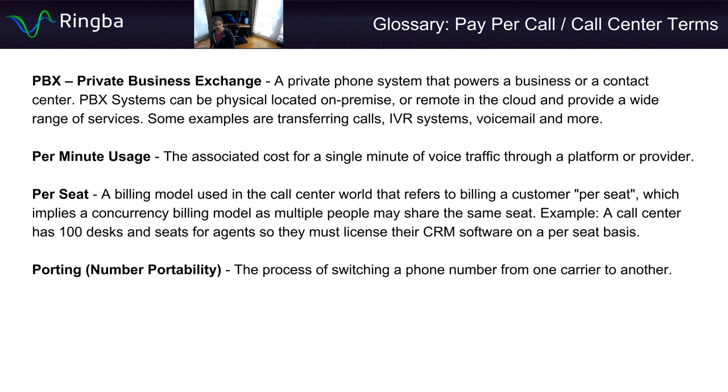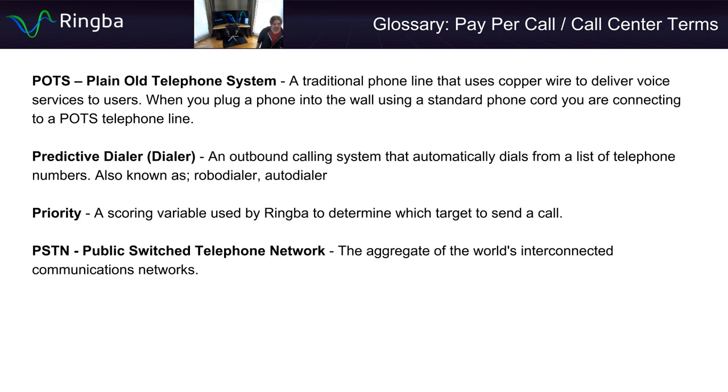Porting, like we said before, number portability. This is the process of switching a phone number from one carrier to another, and they have to let you do it. POTS, or plain old telephone system. This is a traditional phone line that uses copper wire to deliver voice services to users. So when you plug your phone into the wall using a standard phone cord, you're connecting it to a POTS telephone line.